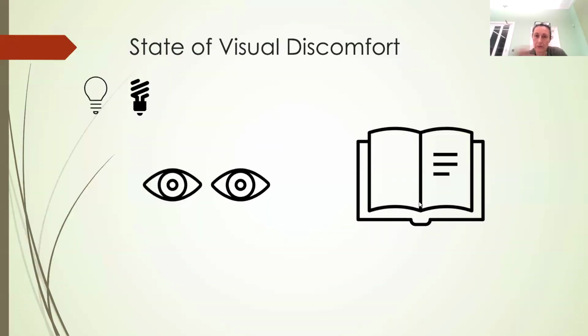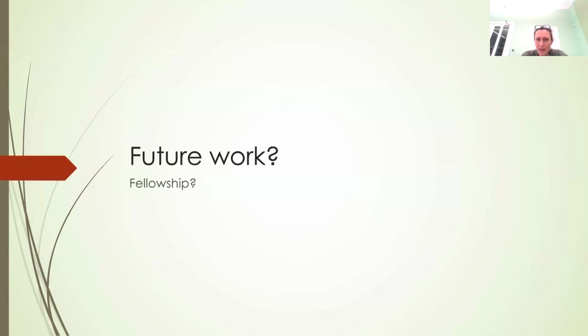Okay, so yeah, if we're going to look at the state of visual discomfort, these susceptible individuals with these specific paragraphs of text, we need to consider their environmental lighting more. So where will I go? Where do I think to go with future work?